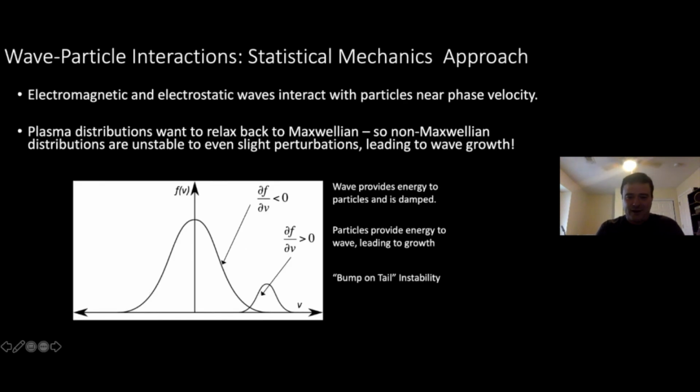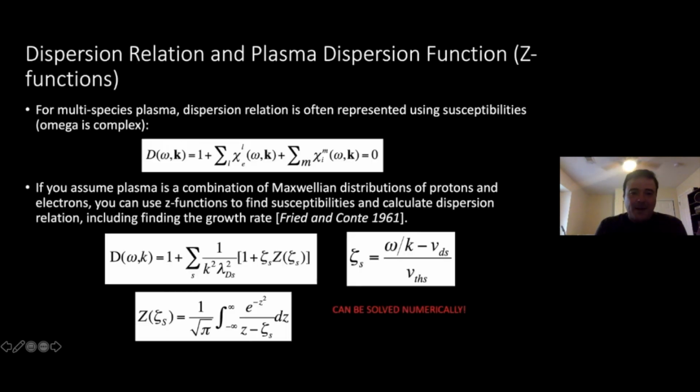So over here, this little bump that's unstable to growth would have a susceptibility, and then this background distribution would have a susceptibility as well. And so we basically find the susceptibilities, and we can represent it with these special functions called Z functions. Don't worry too much about this. I really just wanted to put this here to point out that we can actually solve this numerically, and it's actually a pretty slick way to look at any measured plasma distribution and say, could we have wave growth here? And so I'll play with this.